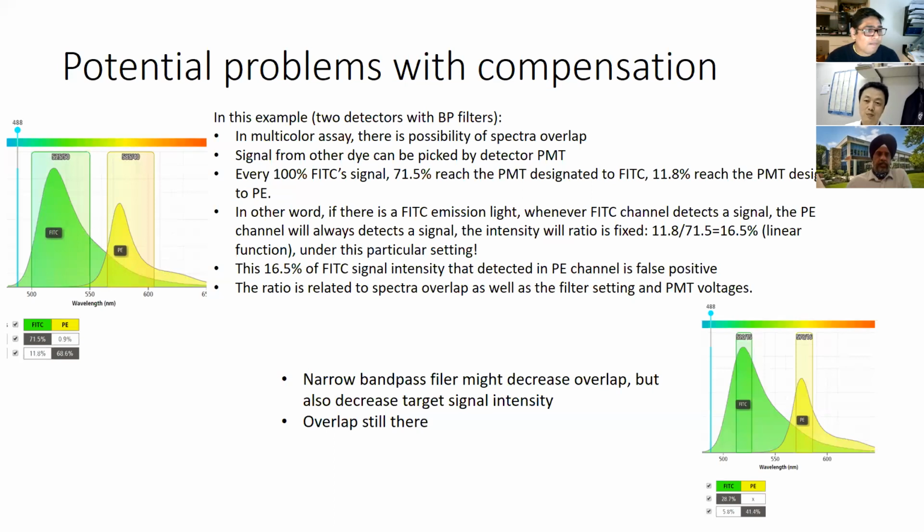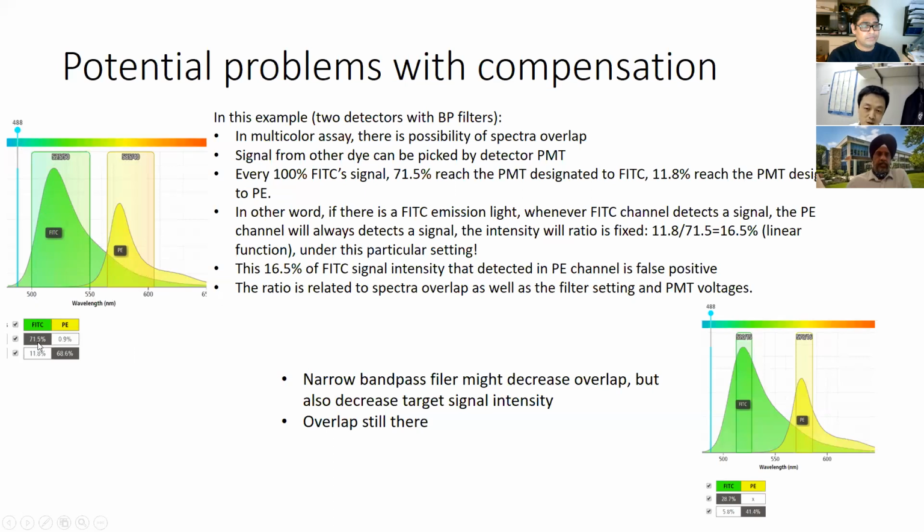But the problem is you can see this tail from the FITC, this part, still gets into the filter of the PE, right? Here there are some numbers, so I can explain what the numbers mean. Let's say our cell is conjugated to FITC and excited by the 488, and emits FITC light. We consider this whole green curve as 100% of this emitted light.